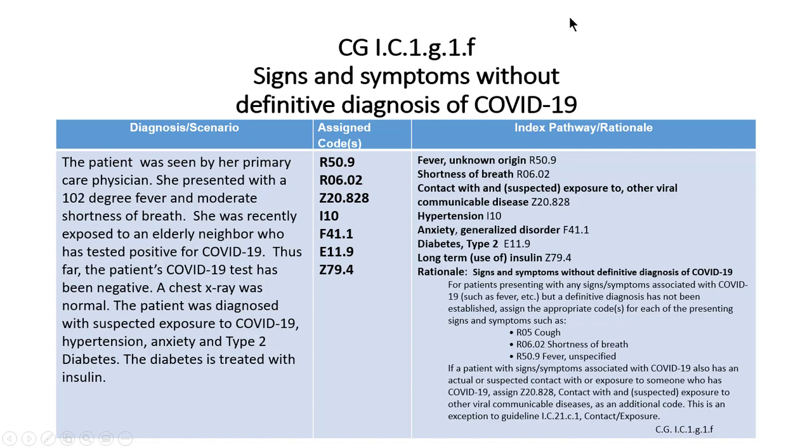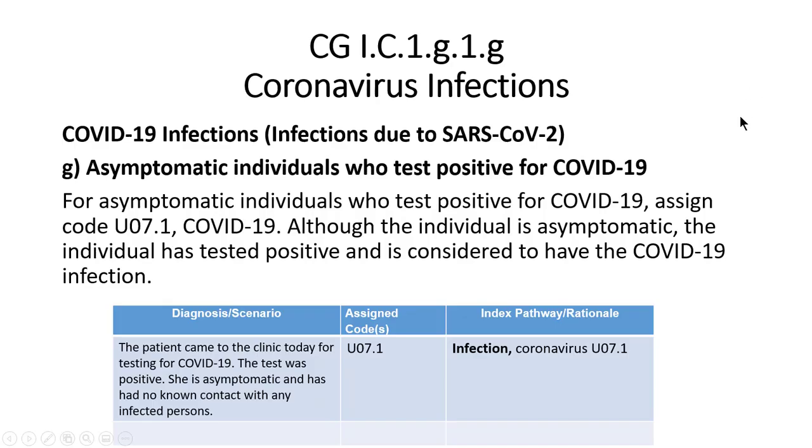Here's an example of signs and symptoms without a definitive diagnosis. And you see the patient has the fever, the shortness of breath, who was exposed, the hypertension, the anxiety, the diabetes, and the long-term use of insulin. Whenever a patient has diabetes, you want to read the documentation carefully to see if they're on oral meds or insulin, because you're going to be coding however they are treating their diabetes. So if you have an asymptomatic individual who tests positive, you are going to code the U07.1. Although the individual is asymptomatic, they've tested positive, so you're going to code it.